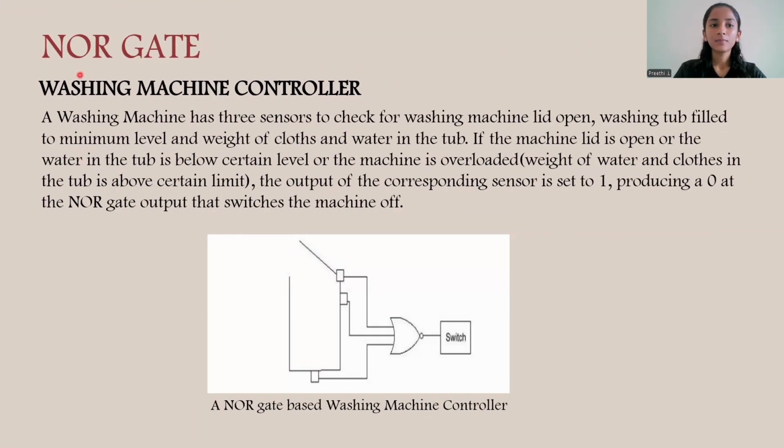Applications of NOR gate. An example is a washing machine controller. A washing machine has three sensors to check for the washing machine lid open, washing tub filled to minimum level, and weight of clothes and water in the tub. If the machine lid is open or the water in the tub is below a certain level, or the machine is overloaded, that is, the weight of water and the clothes in the tub is above a certain limit, the output of the corresponding sensor is set to 1, producing a 0 at the NOR gate output that switches the machine off.